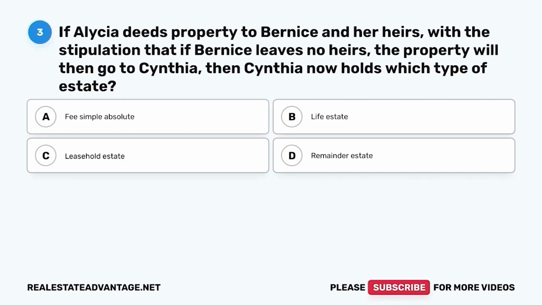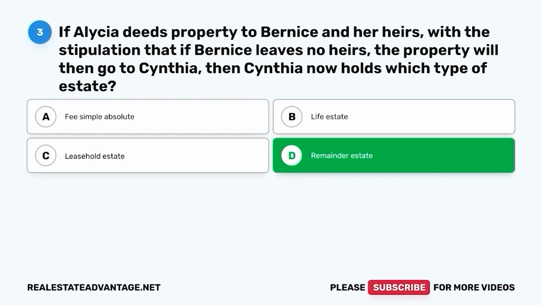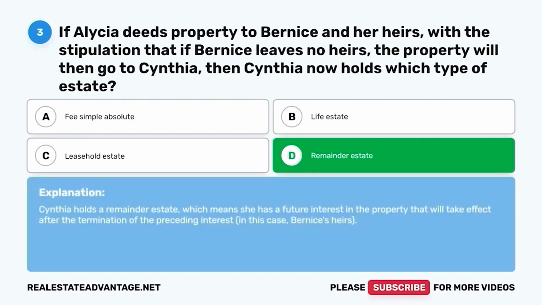Question 3. If Alicia deeds property to Bernice and her heirs, with the stipulation that if Bernice leaves no heirs, the property will then go to Cynthia, then Cynthia now holds which type of estate? A. Fee simple absolute. B. Life estate. C. Leasehold estate. D. Remainder estate. The correct answer is D. Remainder estate. Cynthia holds a remainder estate, which means she has a future interest in the property that will take effect after the termination of the preceding interest, in this case, Bernice's heirs.